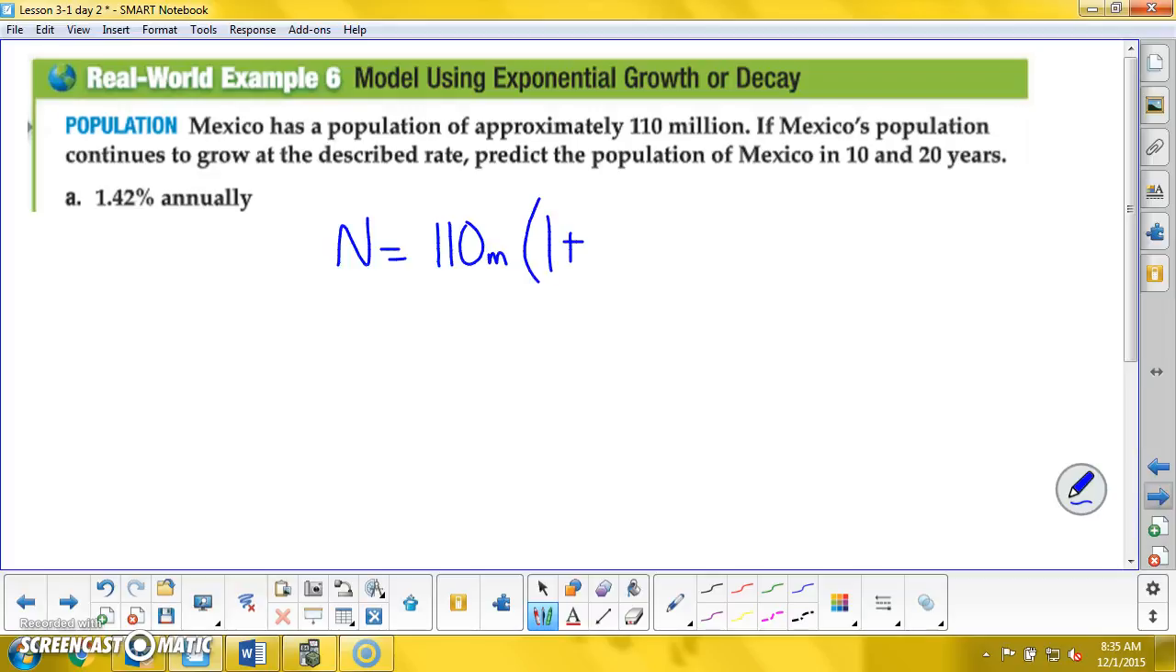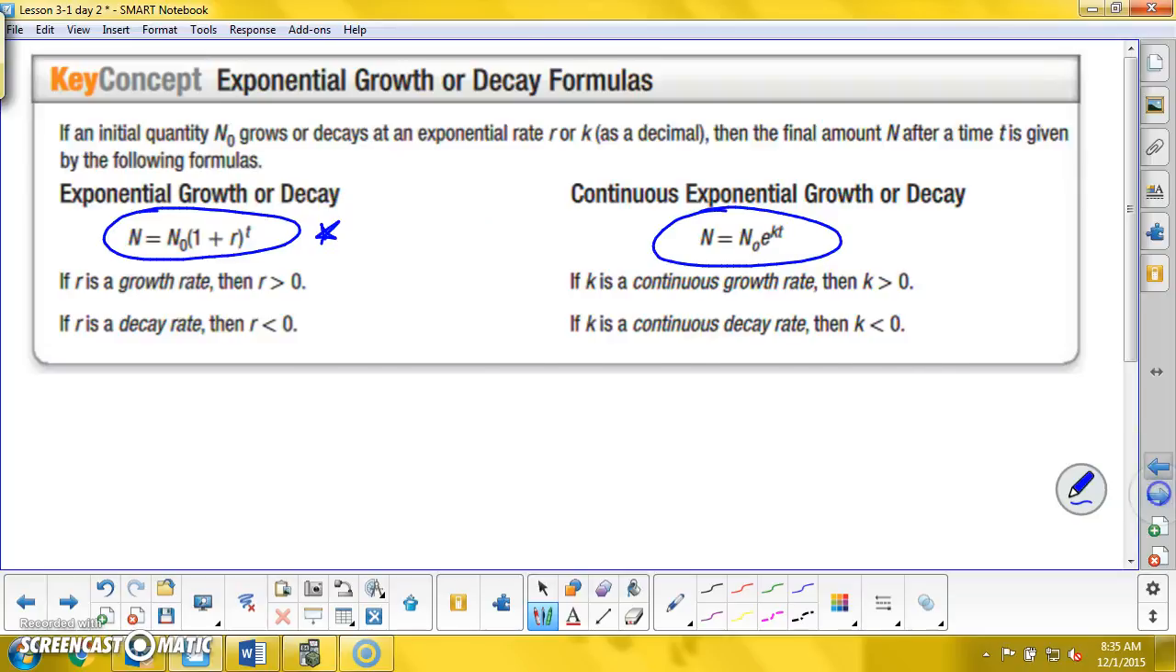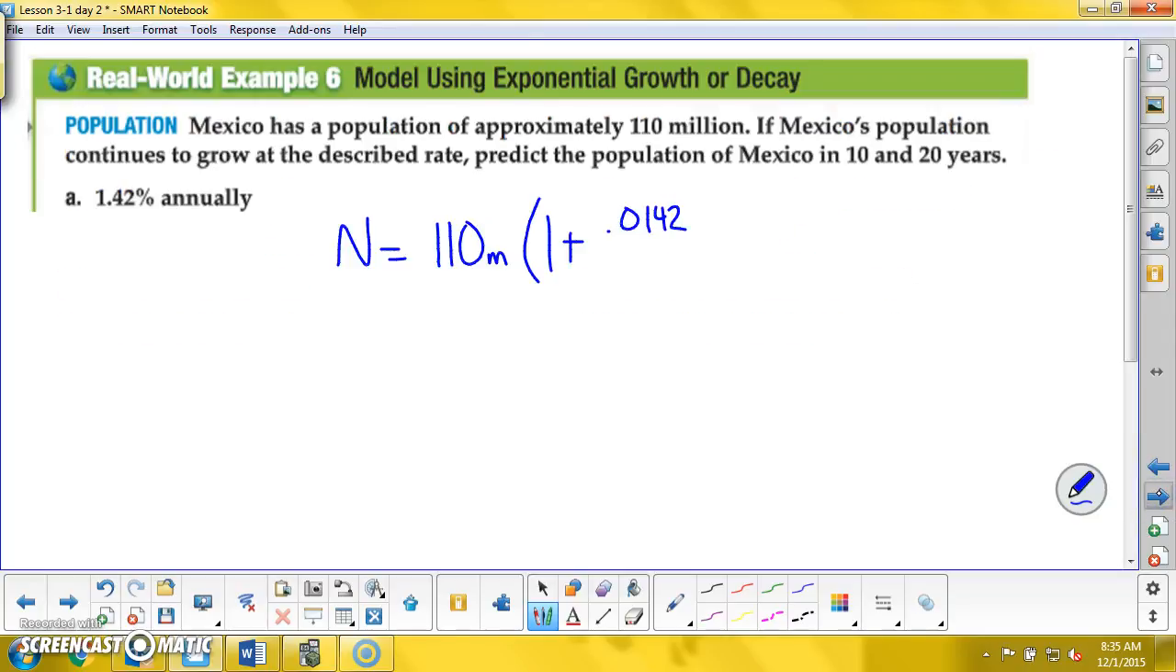1 plus my interest rate is 1.42. That's 0.0142, okay, as my interest rate. Now, I wrote this slightly incorrectly. Let me fix that. Big difference between this and the money problems is we don't have to divide by anything. So just go like that, raised to the, we're doing 10 years first, we'll do it again in 20 years.